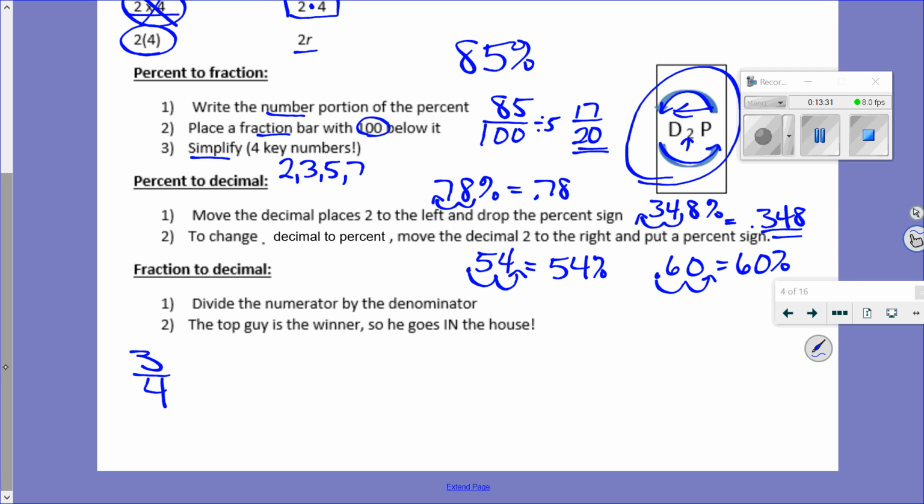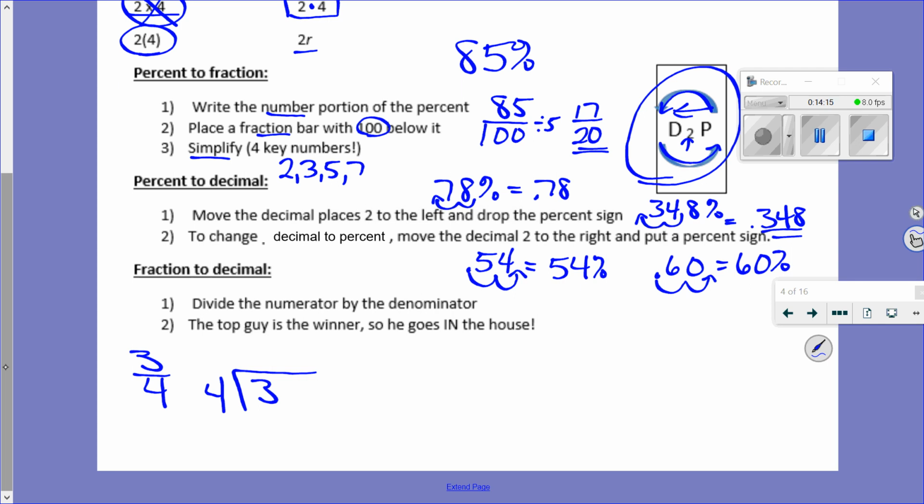Now, I'll be honest with you guys. One thing that I always struggle with is remembering when I'm going to do the division, which number goes where. So I came up with a little something that hopefully will help some of you, if not all of you. If I look at this 3/4, which one of those guys would you consider a winner? 3, right? Because he's on top. That's the way it looks to me. So the way I think of this is the winner gets to go in the house. The loser is left out in the ring.